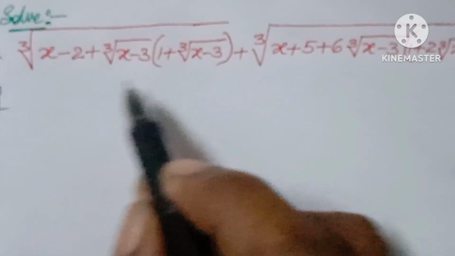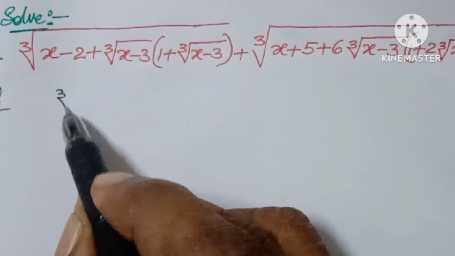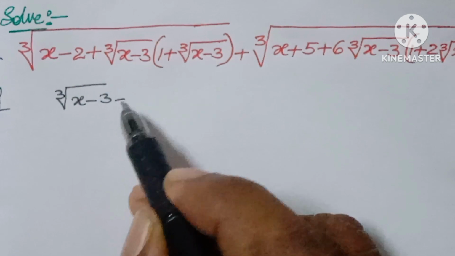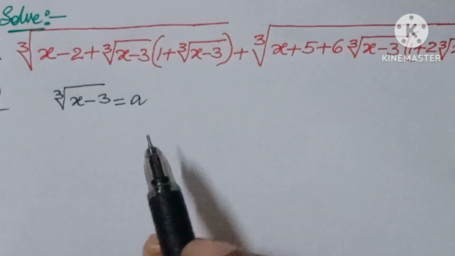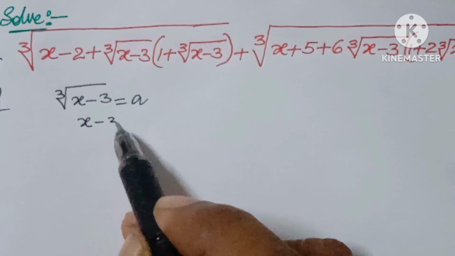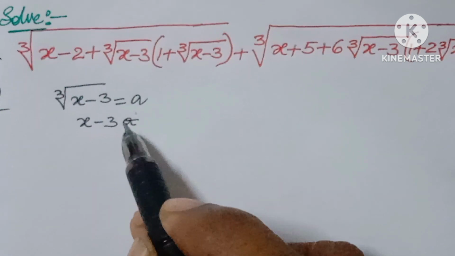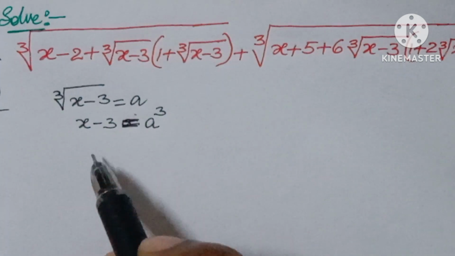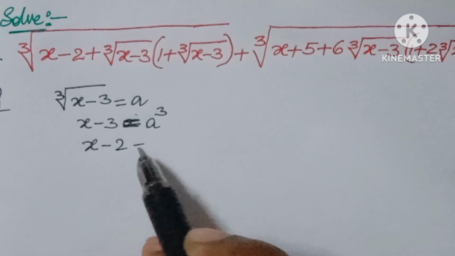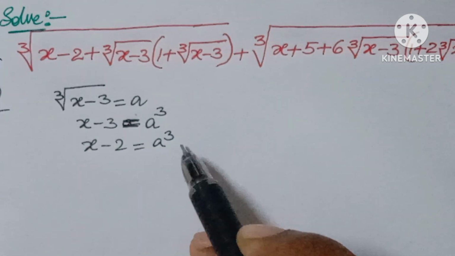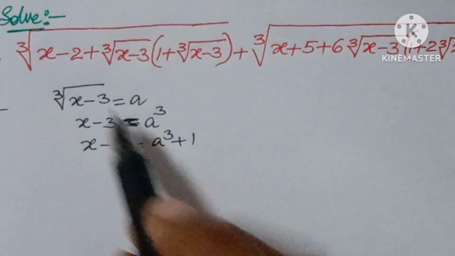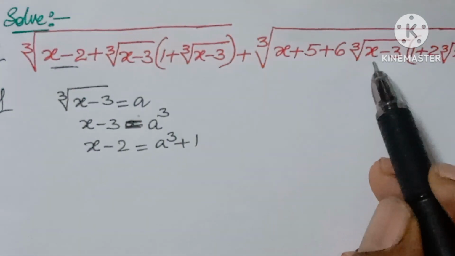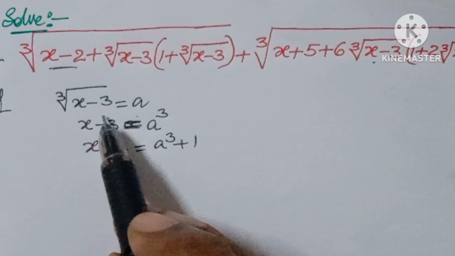So here, first of all, we will do it by substitution. Let us take cube root of x minus 3 equal to a. Then x minus 3 will be a cube. Now x minus 2 will be a cube plus 1. So here x minus 2 is there, that's why I am taking x minus 2 here. x minus 3 is there, and that value I took as a.